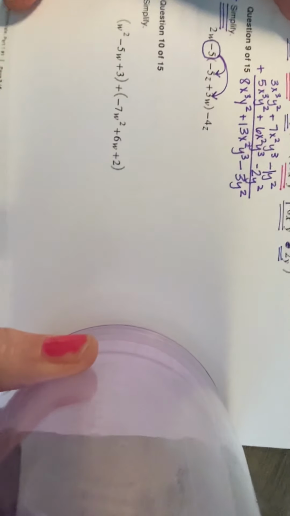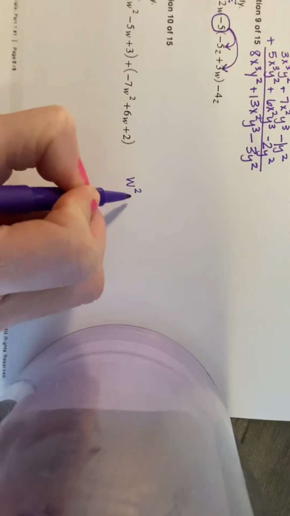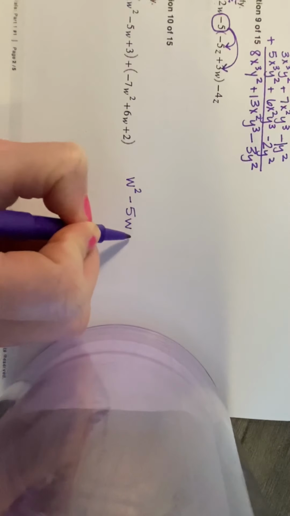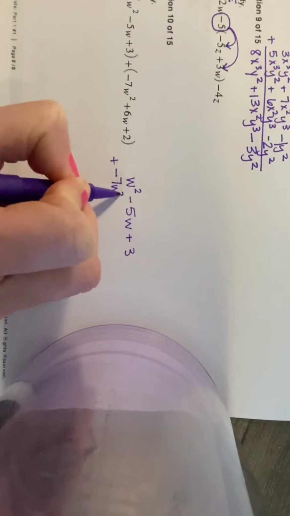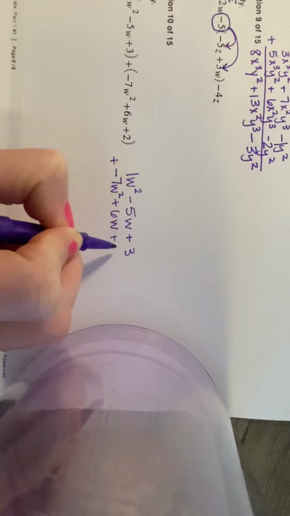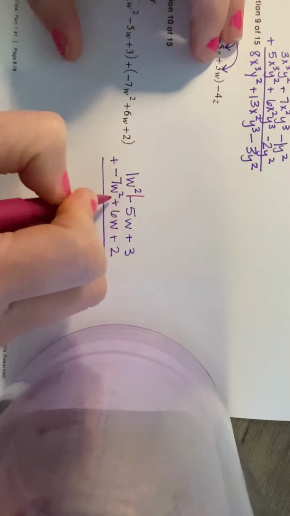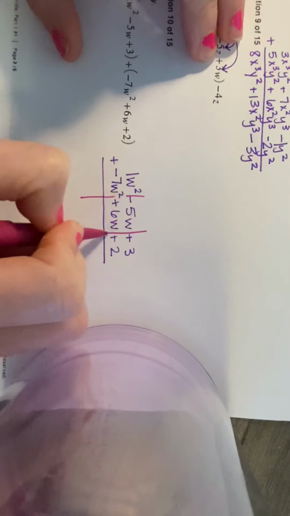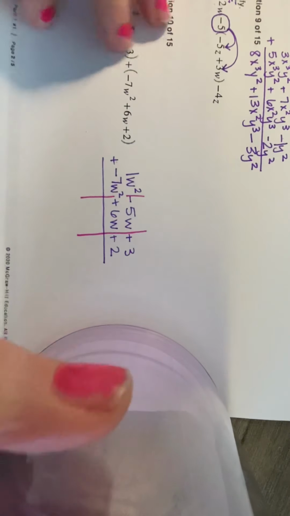Number 10, I'm going to set up number 10 vertically. W squared minus 5w plus 3 plus negative 7w squared, that guy has a 1, plus 6w plus 2. And again, we can now do our math straight down. We are not going to change our variables. They're going to stay the same. That is how you solve that one. Let's move on to the last page of this one.